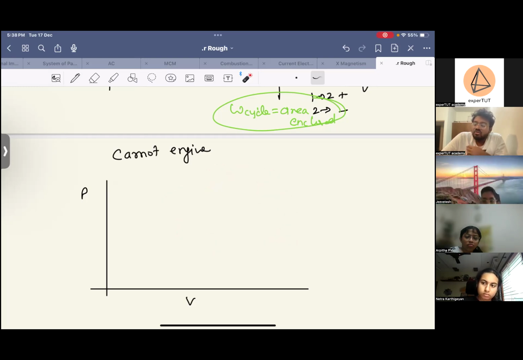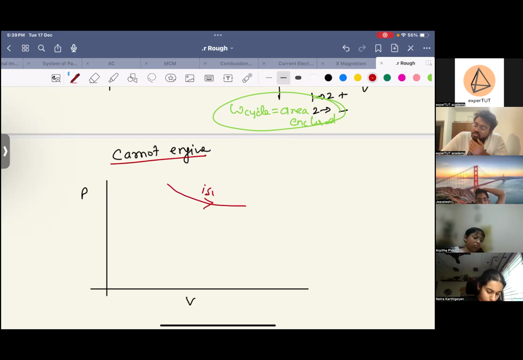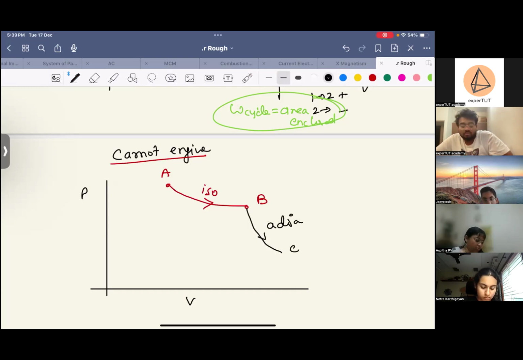But out of all these, which is the most efficient? That is called the Carnot engine. In a Carnot engine, one process is an isothermal expansion, going from one place to another, let me call the points A, B, C, D. Remember, adiabatic was more slopey than isothermal. So next is the adiabatic expansion.